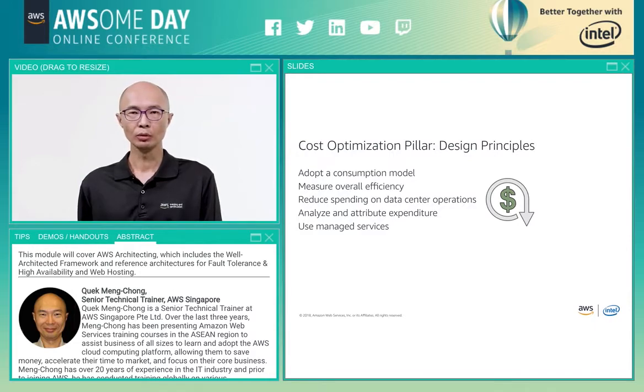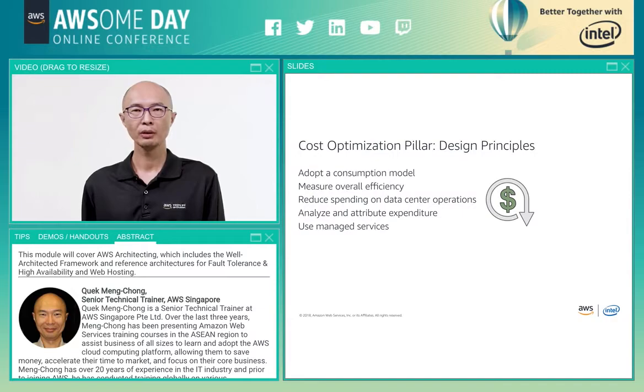Adopt a consumption model. With a consumption model, you pay only for the computing resources you use and then increase or decrease depending on business requirements. Essentially, trading CapEx for OpEx. The next principle is to measure overall efficiency. It is important to measure the business output of the systems and costs associated with delivering it. Then take this measurement to understand how gains are made from increasing output and reducing costs.